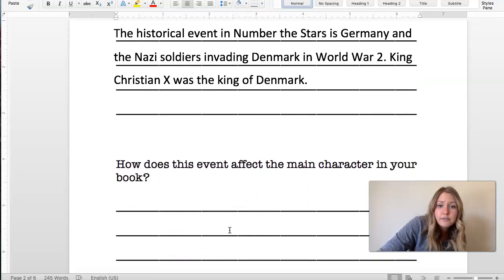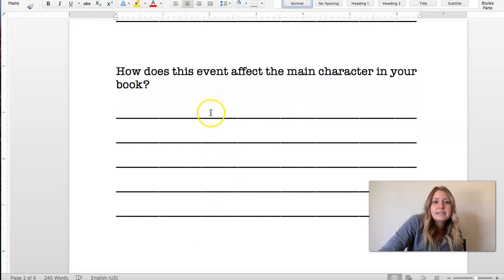The second question for your book club book today is, how does this event affect the main character in your book? So when I think about this, I'm thinking about Anne-Marie and Ellen's lives and what is different about their lives because of World War II and the invasion of Denmark. So normal little girls living today probably are not going to be running down the street and run into soldiers from a different country who are telling them to rush home. So that event right there is one example of how their lives are affected by the war.